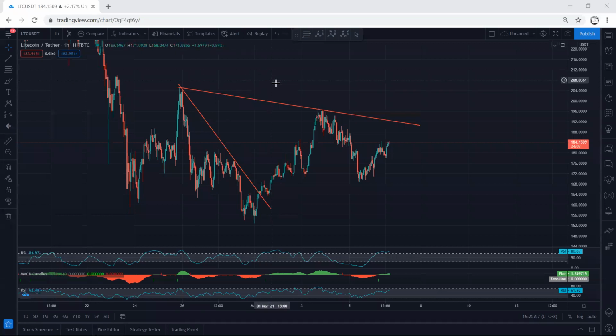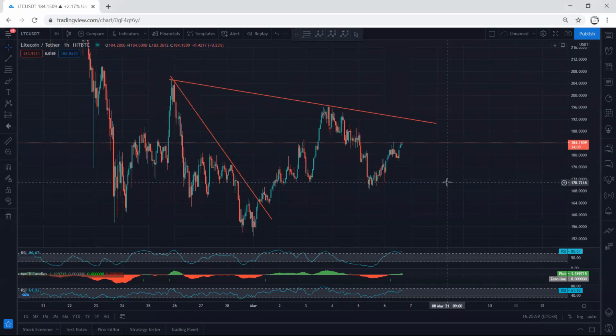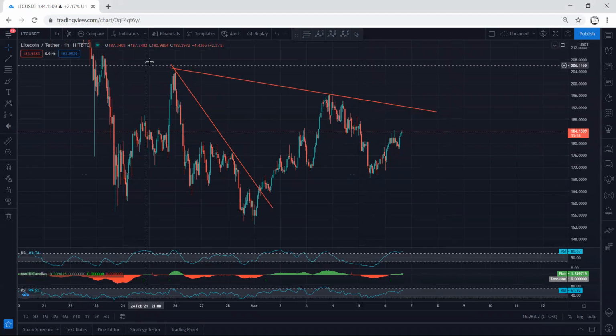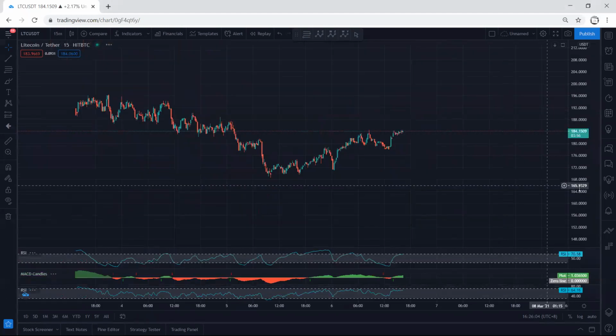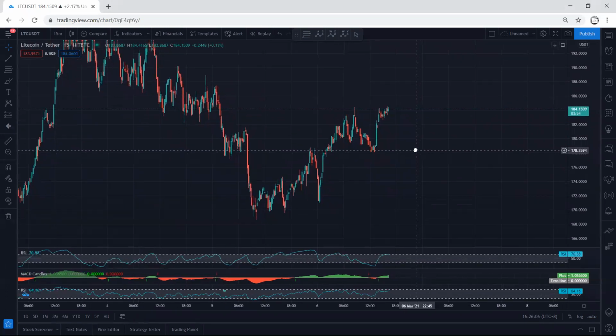Anyway, there are no more changes as I explained, and we just follow the chart. If there are any changes or any confirmation for the trade, then I will share.